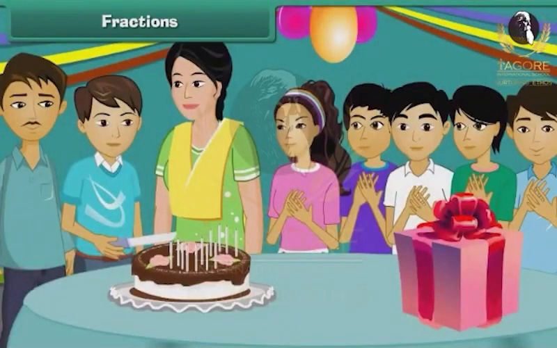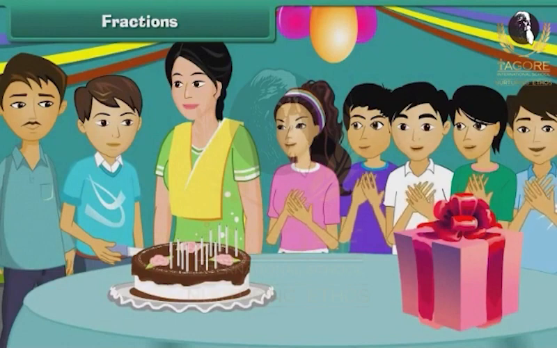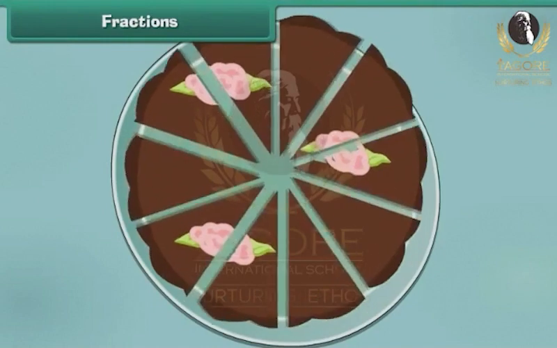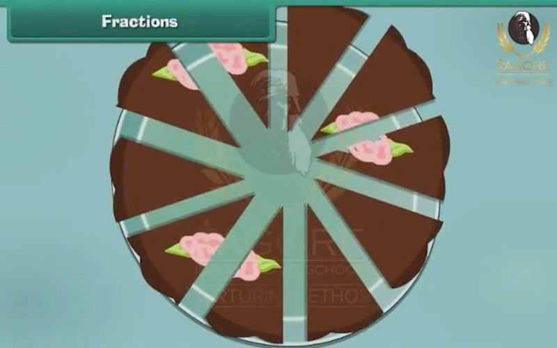Rishabh is celebrating his birthday at home with his family members and some close friends. His father gets him his favorite chocolate cake. Here is how Rishabh divides the cake among those present at the party. Each person gets 1/10th of the cake.